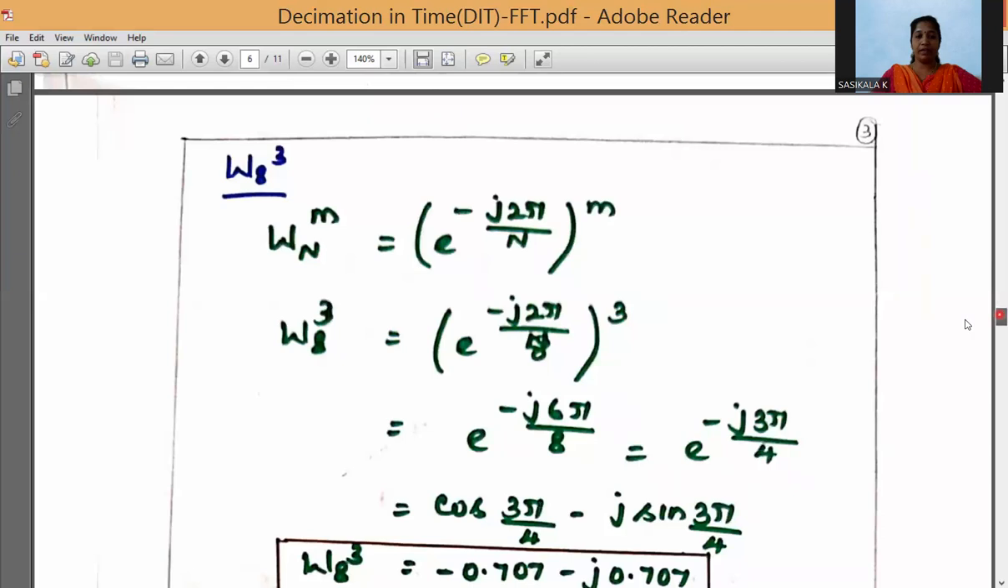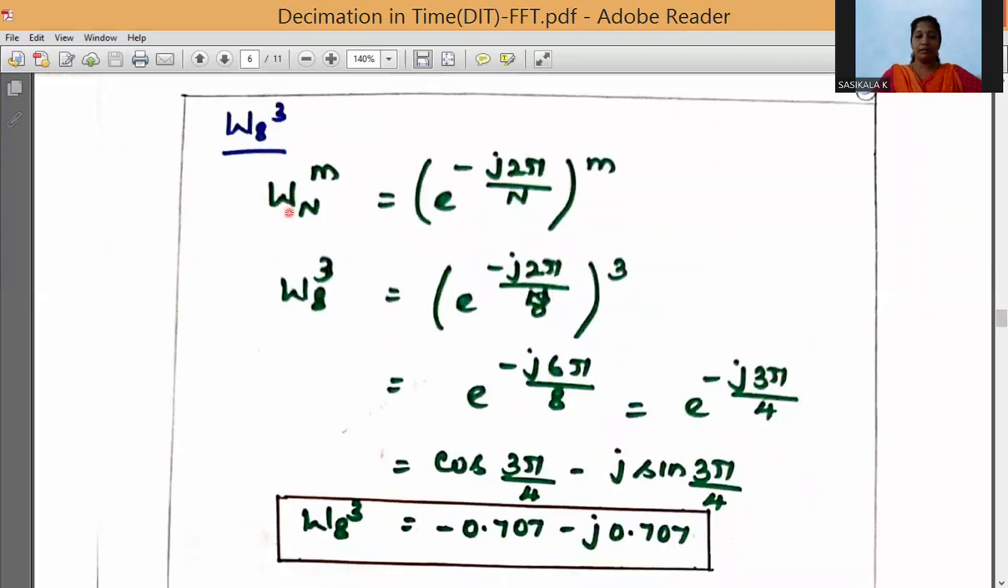And W8 power 3. So in the W8 power 3, substitute the value for the twiddle factor. We know that the formula for the twiddle factor is W base n power m is equal to e power minus j 2 pi by n the whole power m. So W base 8 power 3 equal to e power minus j 2 pi by 8 the whole power 3. So this 3 and this 2 will get multiplied. So I'm getting e power minus j 6 pi by 8, and 6 and 8 will get cancelled and I'm getting 3 by 4. So e power minus j 3 pi by 4.